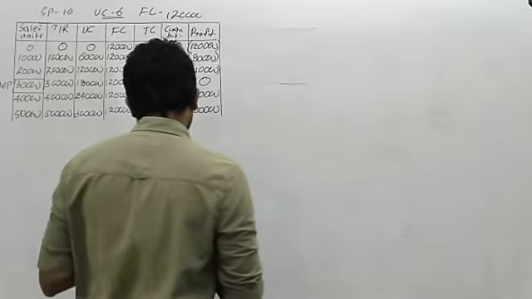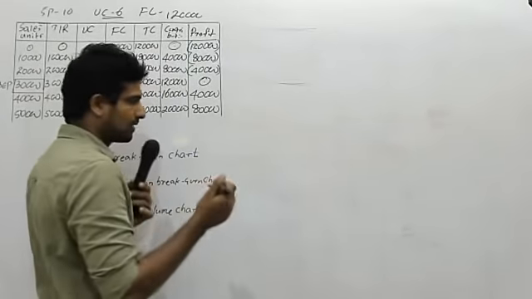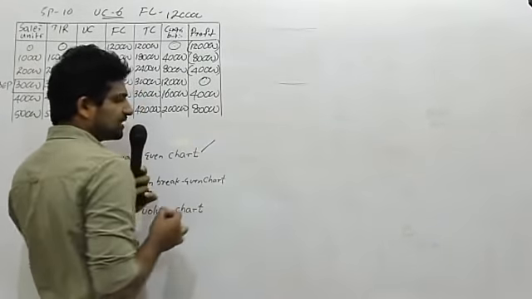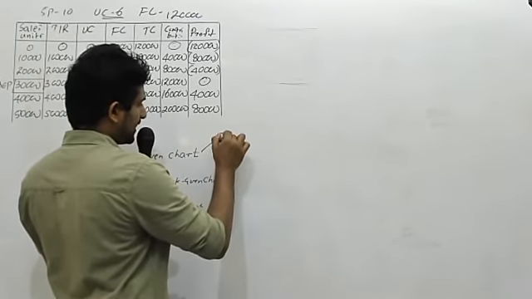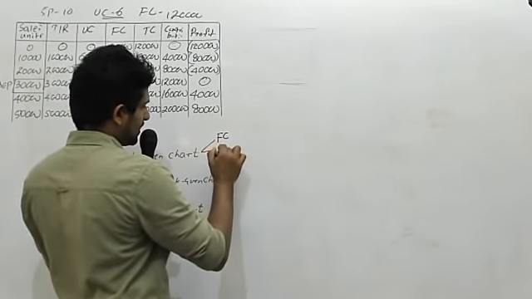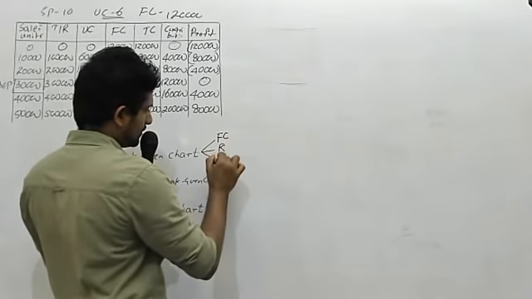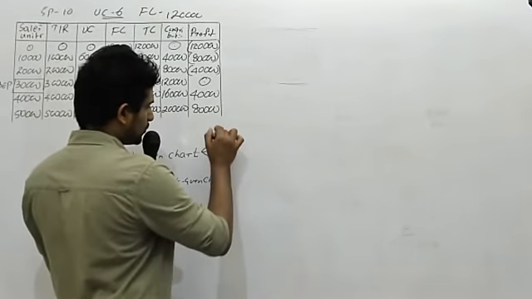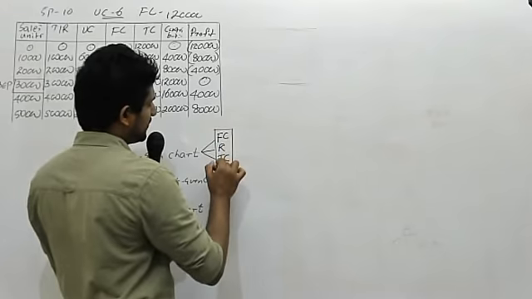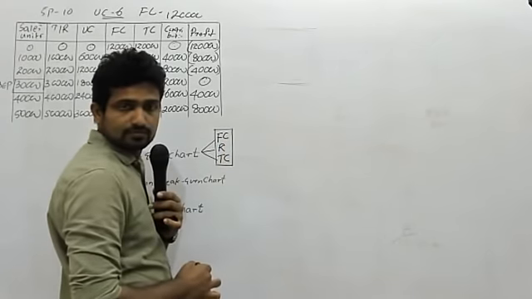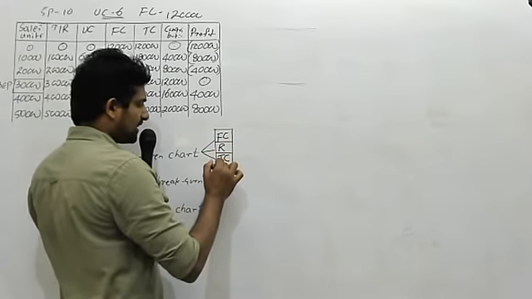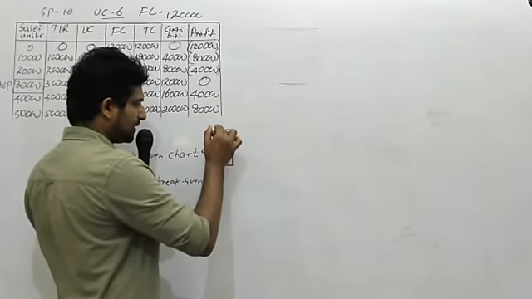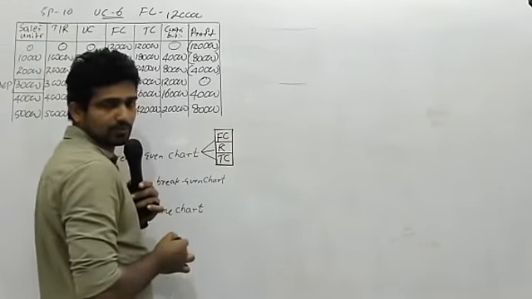In this break-even chart, there are three lines you need to draw: the fixed cost line, the revenue line and the total cost line, all in the same graph. Fixed cost line, revenue line and total cost line you need to draw in the same diagram. Only these three.